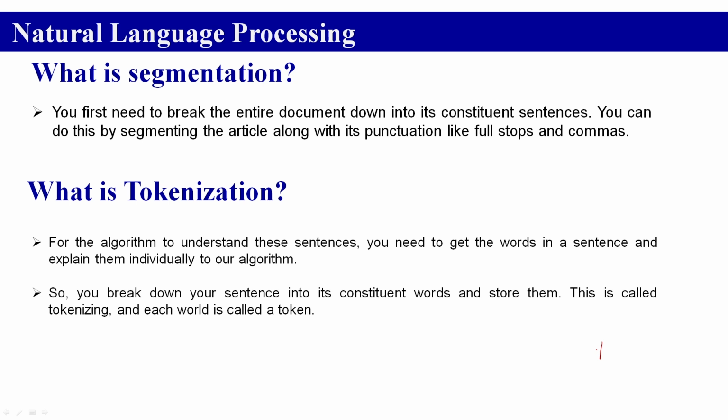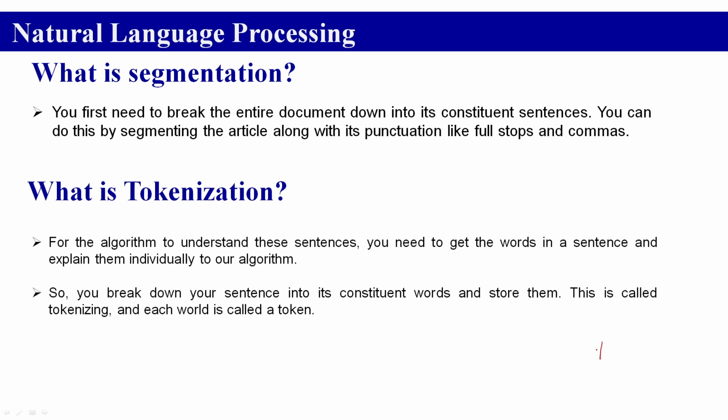Now, what is tokenization? We already talked about tokenization. In a particular sentence, you can divide the sentence into small parts. So, first you have an entire document which you divide into constituent sentences, that is called segmentation. Then for each sentence, you can take different parts or different phrases of the sentence and make tokens. So, you need to get the words in a sentence and explain them individually to the algorithm. So, what do you do? You break down the sentence into constituent words and store them. That is what is called tokenization, and each word is called a token.